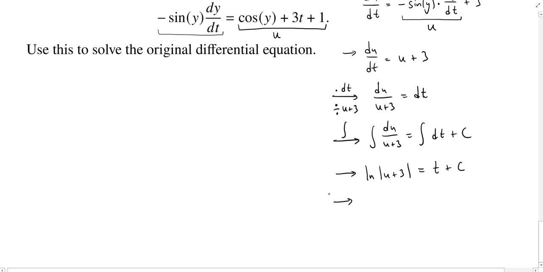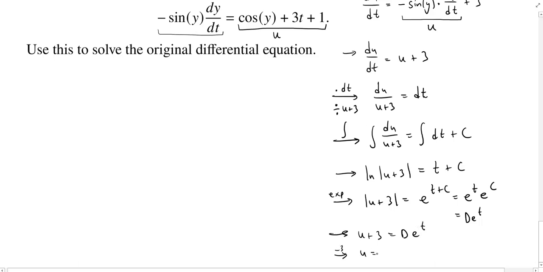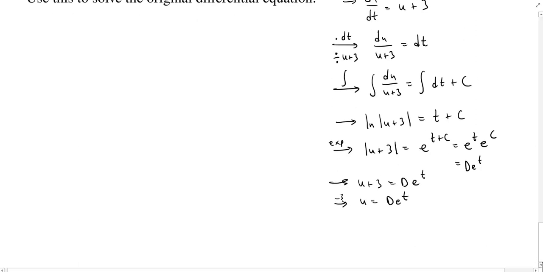We can now exponentiate both sides, and we'll get absolute value of u plus 3 is e to the t plus c. As is usual, we'll break this up as e to the t times e to the c. We'll call this e to the c, which is a constant, d. Again, this absolute value just creates a plus or minus situation. We can ignore that by just sucking the sign into the d. So u plus 3 will be some d e to the t.